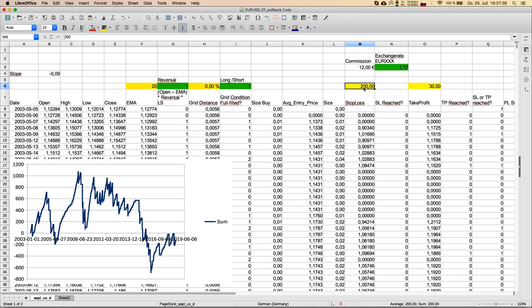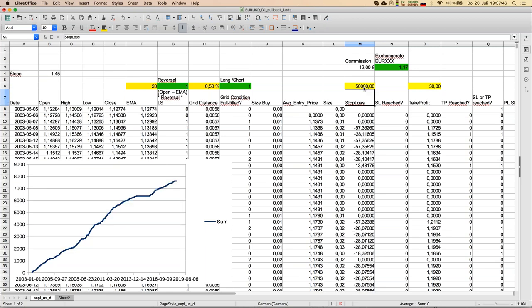But now, let's first study the example of what I mentioned being the big ball. So let me increase the stop loss.